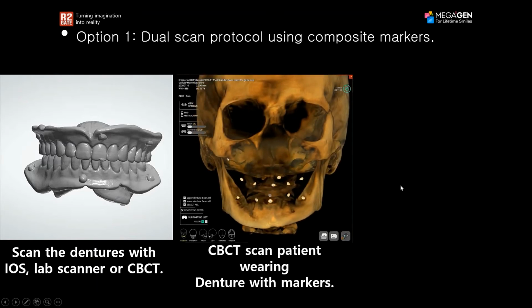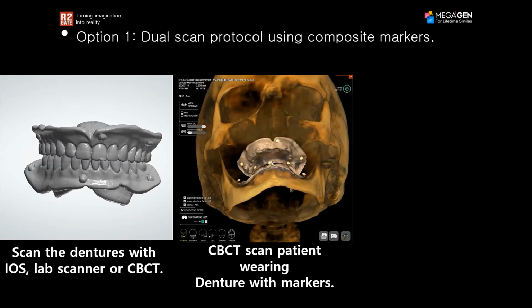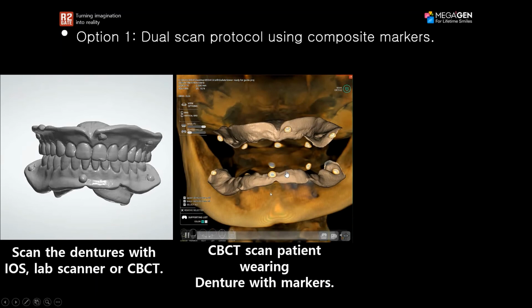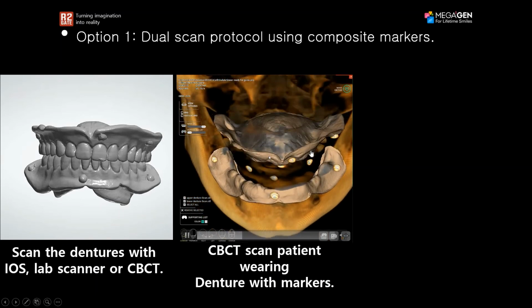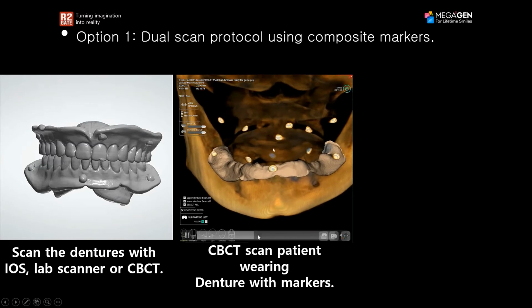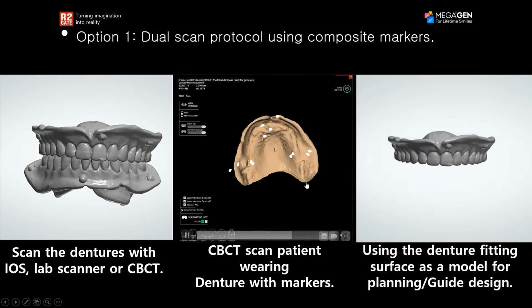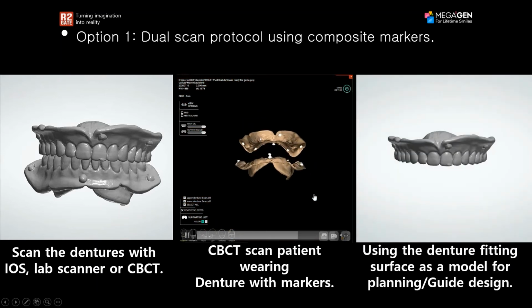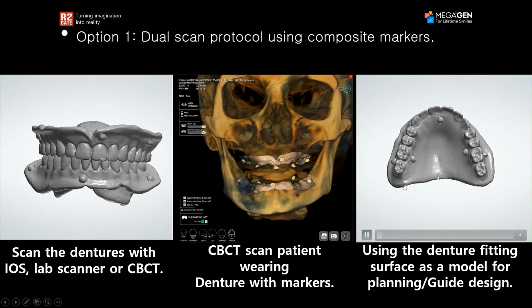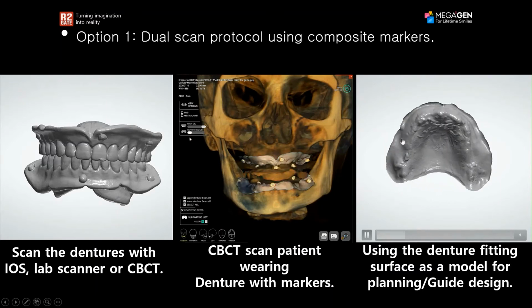Next step will be for me to CBCT scan the patient wearing the denture. So here I have these composite dots, and based on these composite dots, I was actually able to merge the denture of the patient to the CBCT. See here where I have the upper and lower models, I was able to put that in the scan because I was able to match everything together through the composite dots. And then lastly, what we do is we just clip the inside of the denture and we use that as a model.